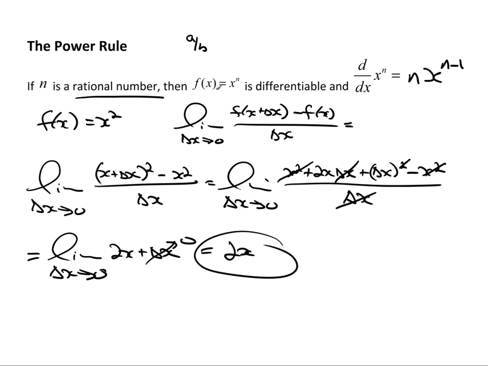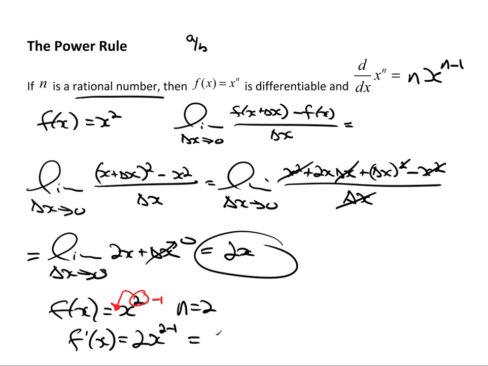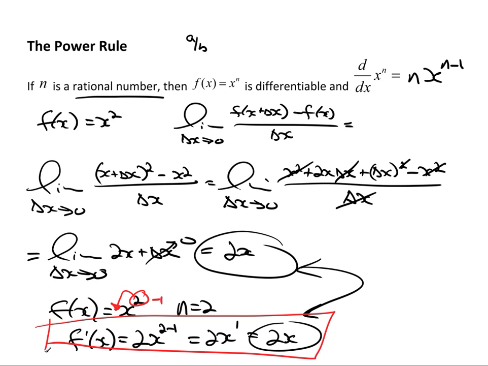Well, based on the power rule, in this case, if I have f of x equals x squared, then n equals 2. So the derivative of this, I'm going to take this 2, bring it down in front, and then subtract 1. So I'm going to end up with f prime of x equals 2x to the 2 minus 1. That's 2x to the first. That's just 2x. I'm not sure about you, but I'm thinking this is so much easier than saying, well, f prime of x is equal to the limit and doing all of that.